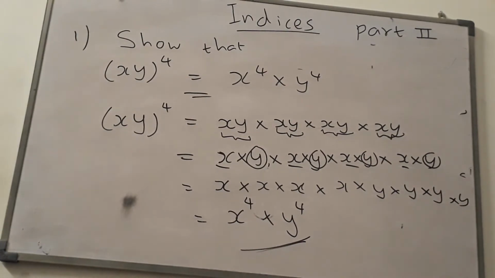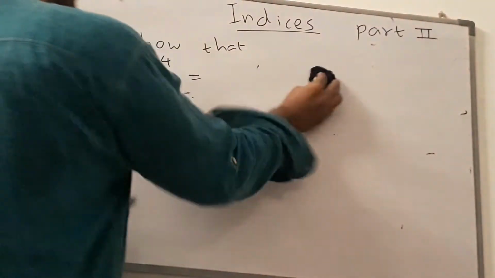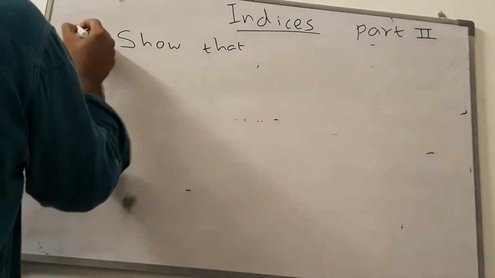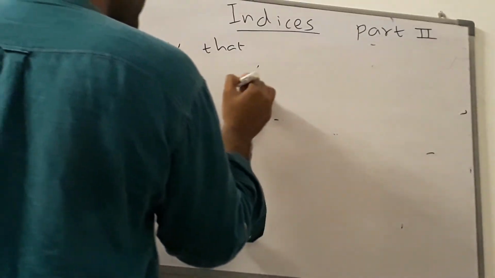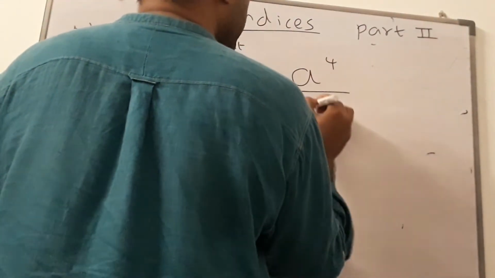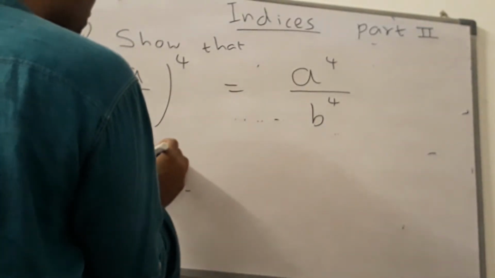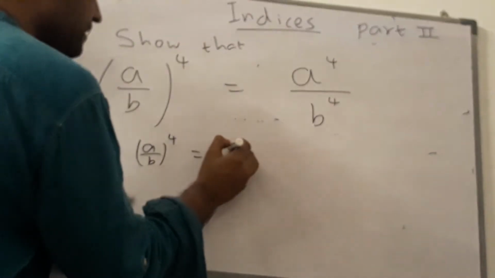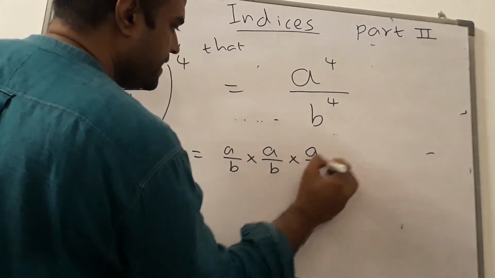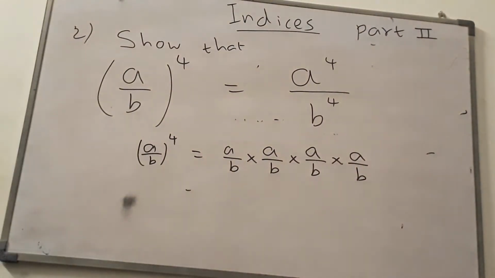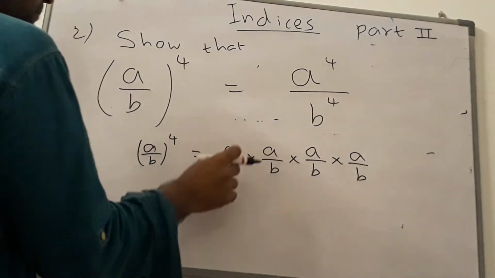Second question. Second question is, show that (a divided by b) all together to the power 4 is equal to a to the power 4 divided by b to the power 4. Okay, I am going to write (a over b) to the power 4 like this: a over b times a over b times a over b times a over b. So (a divided by b) to the power 4 can be written like a divided by b, 4 times.